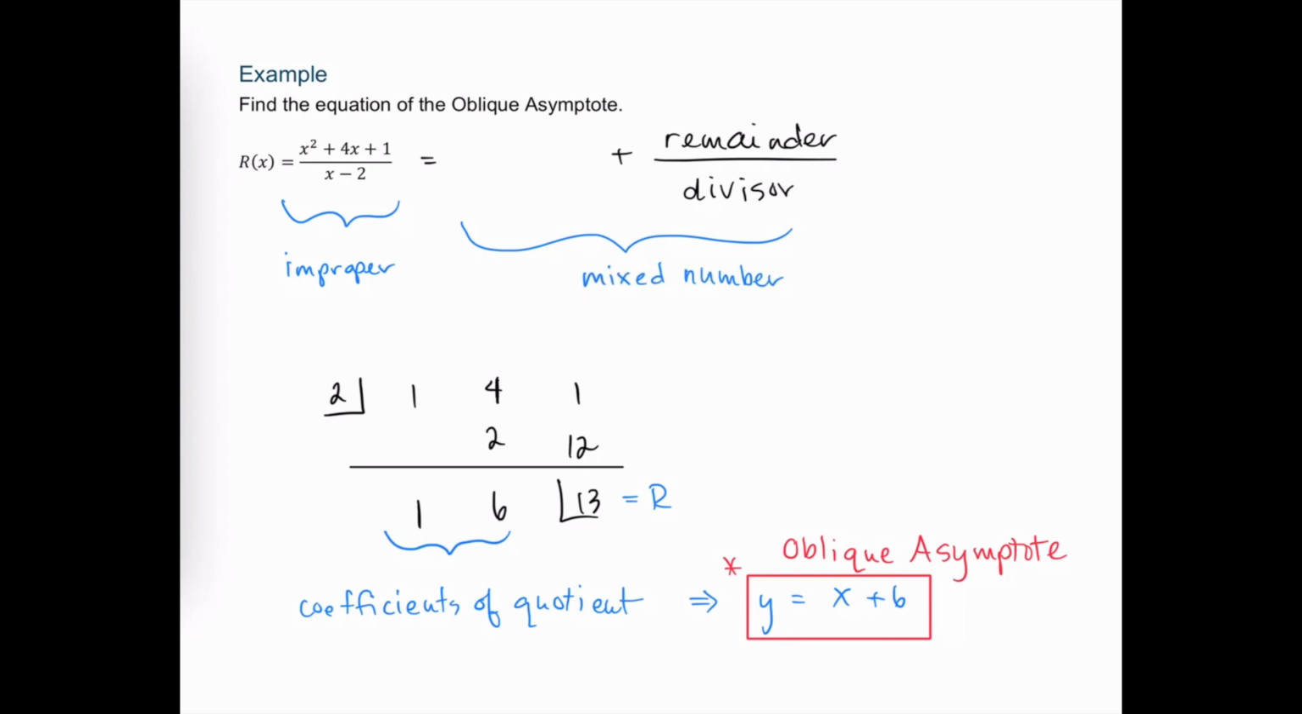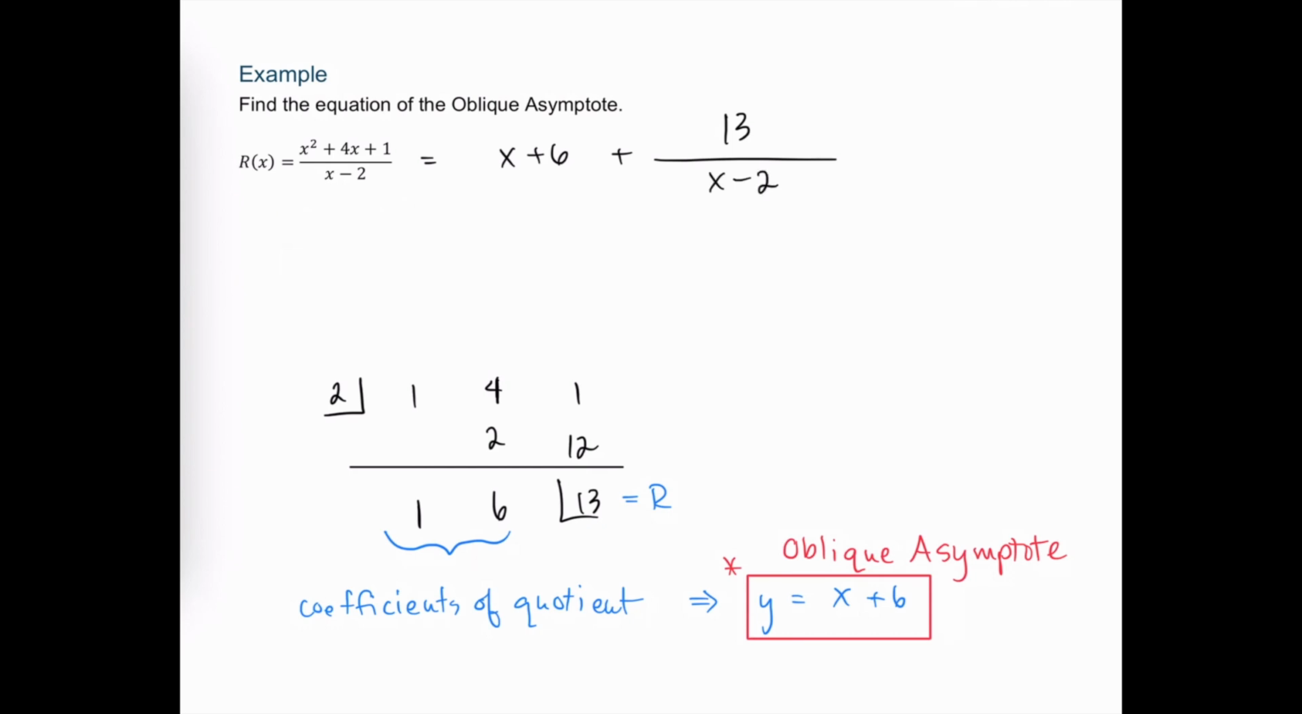The quotient in this case turned out to be x plus 6. The remainder in this case was 13, and the divisor was x minus 2. So writing it in this mixed number format gives me an expression that is going to have the exact same graph as the improper rational function that we started with at the beginning.